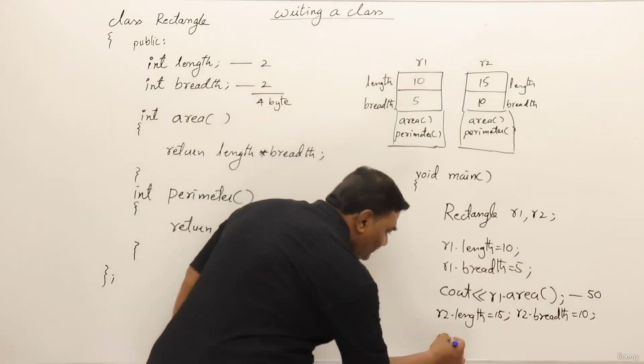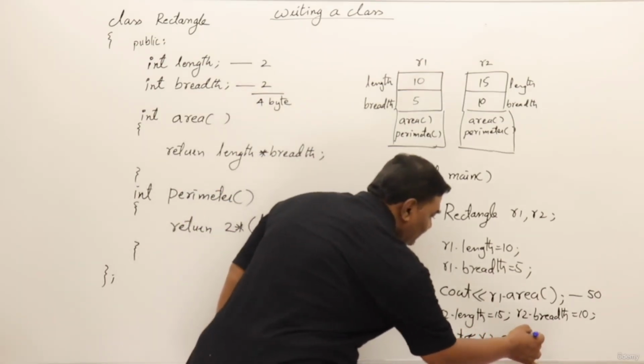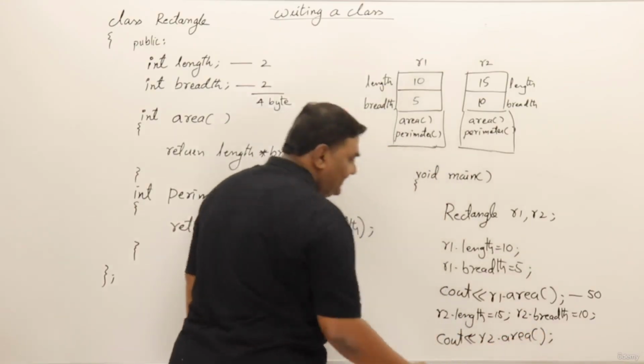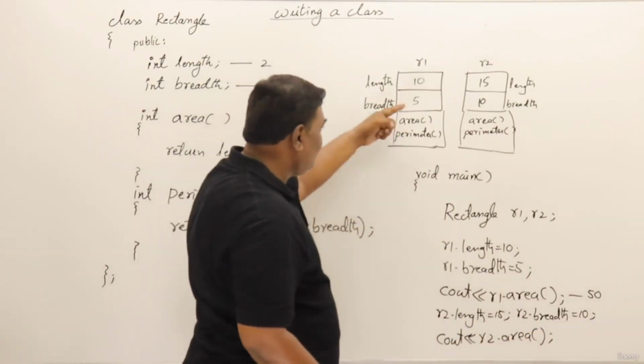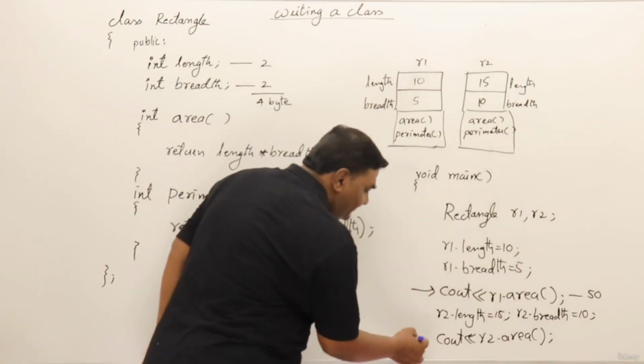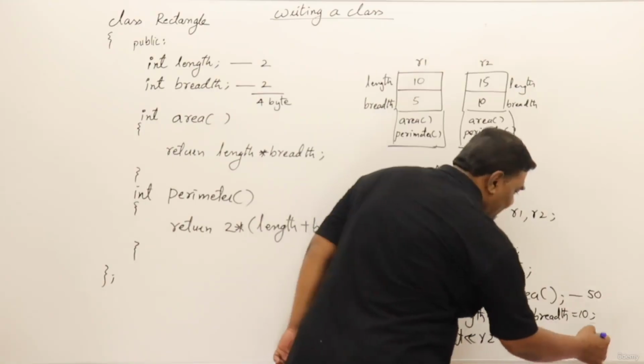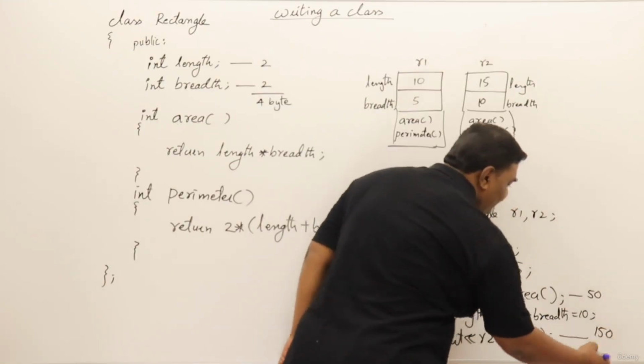Now I will say cout R2 dot area. So whose area will be calculated? See, this function was called upon this one when I said R1 dot area in this line. Now when I am saying R2 dot area, then area function will be called upon this one. So I get the answer as 150.